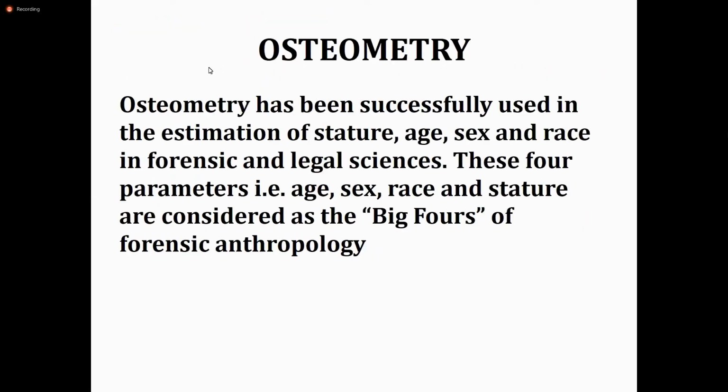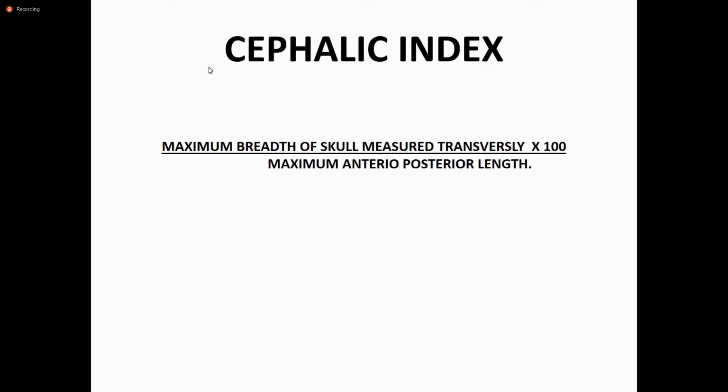Now, today's topic, osteometry. Osteometry has been successfully used in the estimation of stature, age, sex, and race. And these four parameters, the age, sex, race, and stature, are considered the big four of forensic anthropology. First of all, the index for race determination. For all those who have taken my first lecture, we have touched on this, how we determine the race through mathematical calculations or the indices. So this would be a revision for them, but for those of you who do not know, we'll start with that.